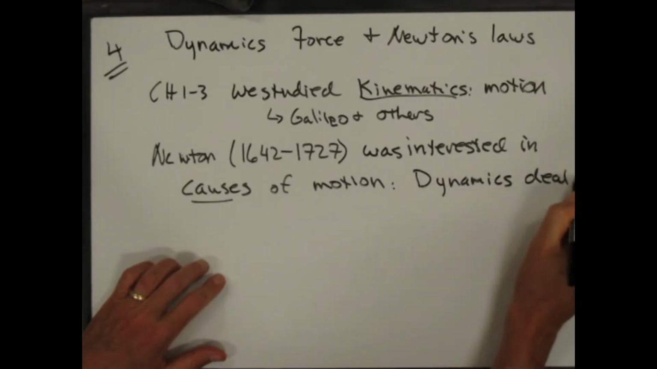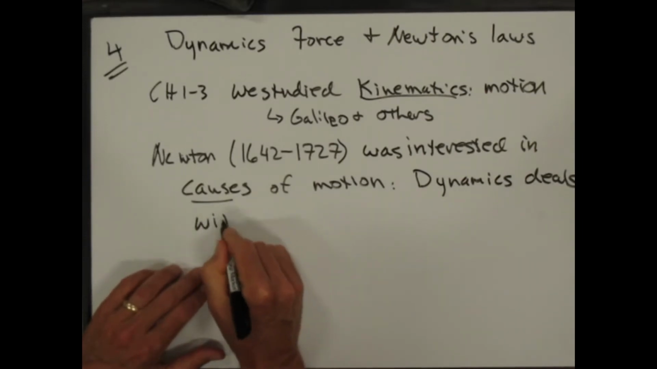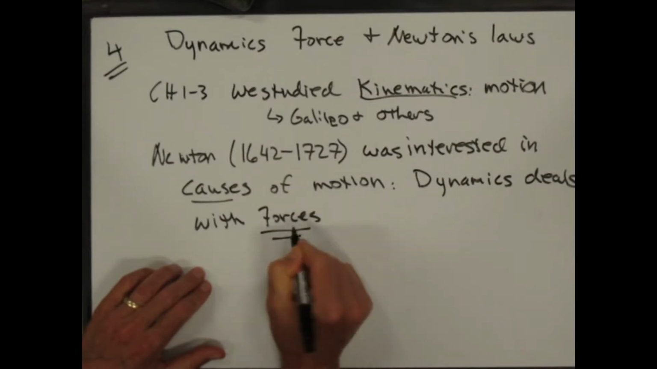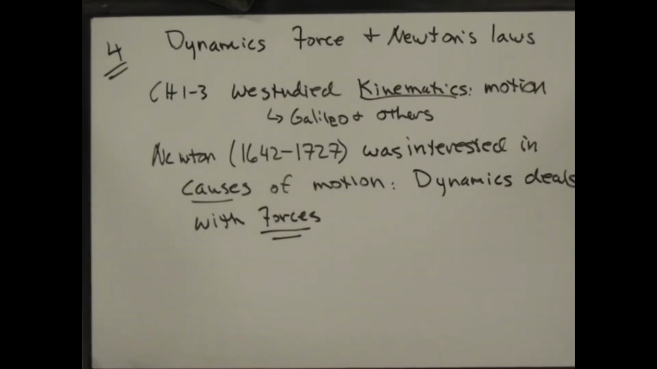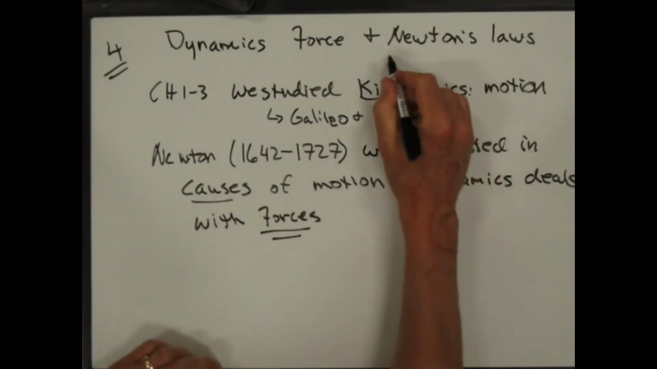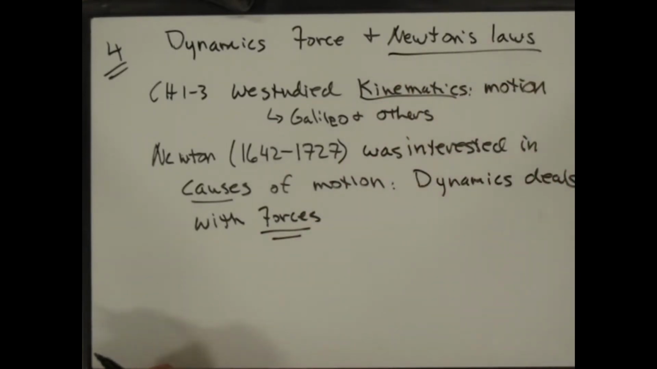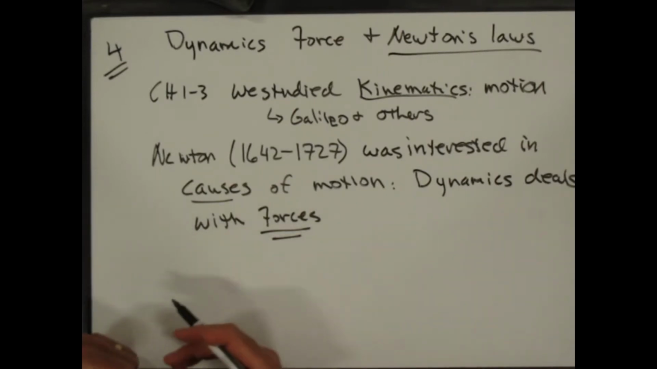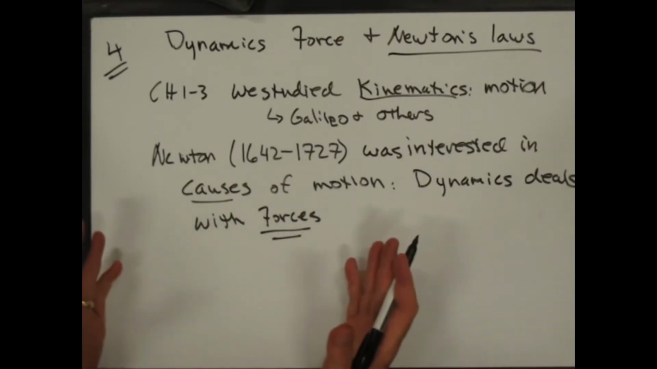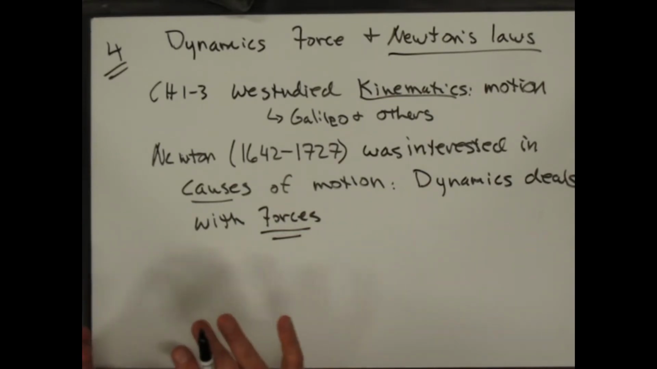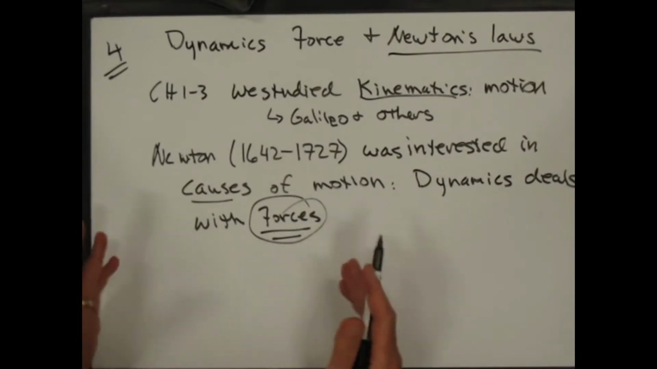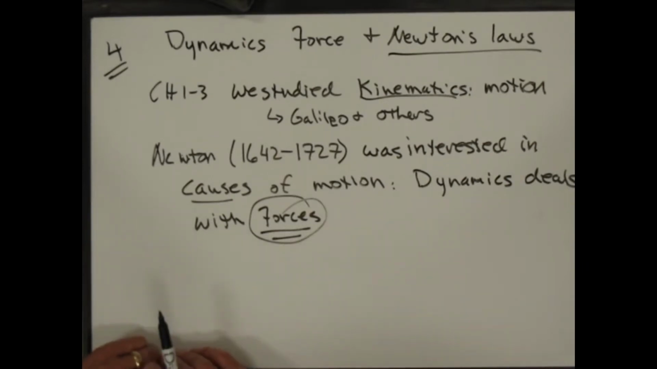And it deals with forces. Forces are the things that cause objects to move. So Newton came up with 3 laws of motion, really 4, if you include gravity, that describe how things are caused to move. And that's really what this chapter is about. And so we'll be talking mostly in this chapter about forces and how they work and how they cause motion.